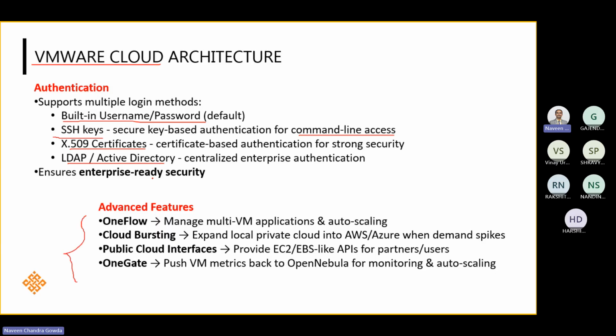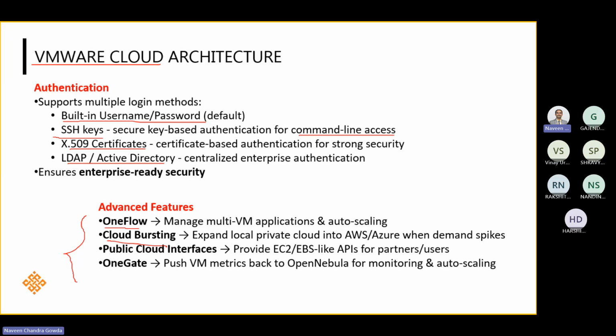Similarly, the VMware cloud architecture also has advanced features like OneFlow, which is for managing multiple VMs and orchestration. Then you have cloud bursting, where you have your own private cloud, but if you want to expand it and combine it with other cloud service providers like AWS or Azure, can you extend it?